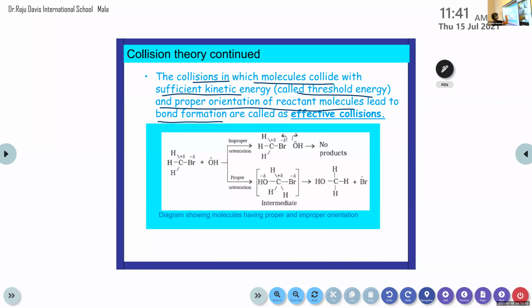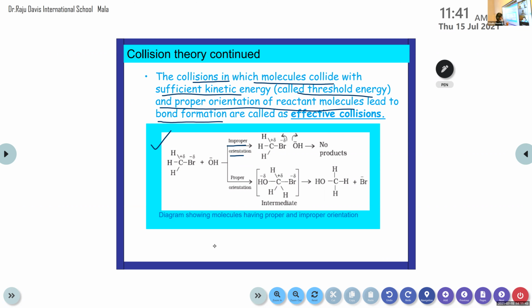So this is an example of such an effective collision. CH3Br reacts with OH minus. In the first case, it is improper orientation. Look at the structure of this CH3Br. Is this image clear for you, children? If it is not clear, it's in your textbook, page number 118.